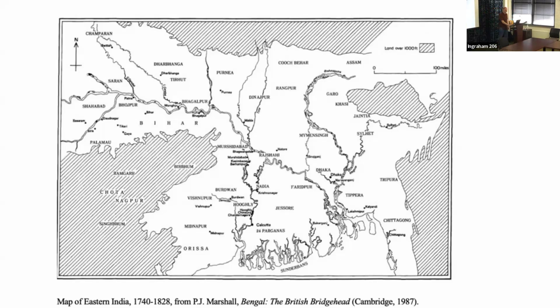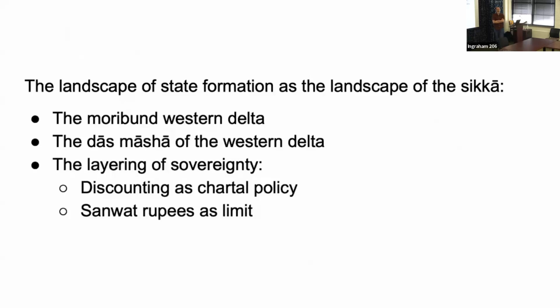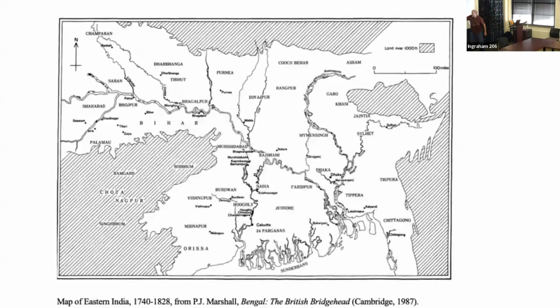Okay. So, how can we think about this landscape? Okay, the first thing, this is a landscape of state formation, right? That Marshall map is a state formation map. It's trying to say the state is forming in the lowlands. Okay. The center of this state formation process is the moribund Western Delta. That's this part. Right? There's Calcutta, right? There's Murshidabad, which is the old capital, right?